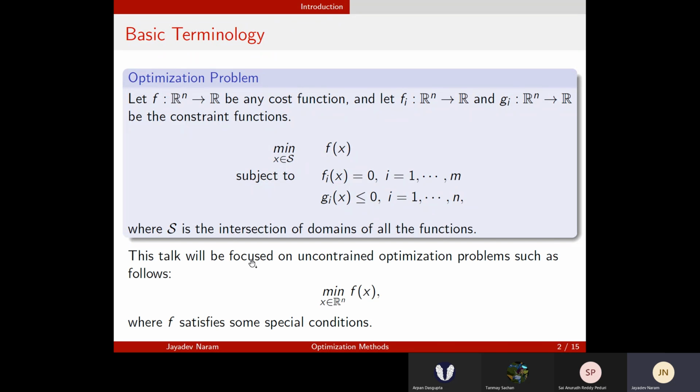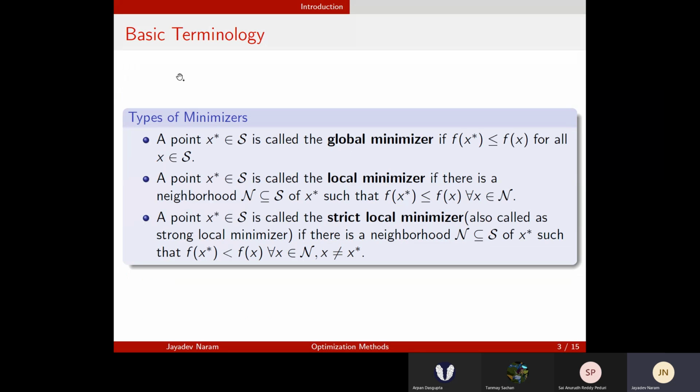For this talk, I'm focusing on the unconstrained optimization problems, where we just say our x is any point in Rn, and we want to minimize an objective function over the whole of Rn, where we usually have some additional conditions on the function. Yeah. So some more basic terminology.